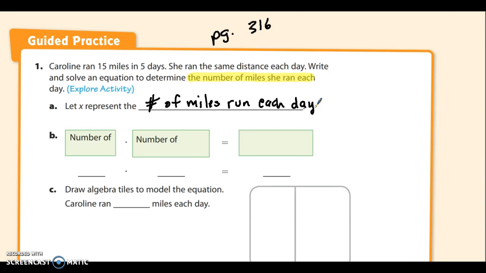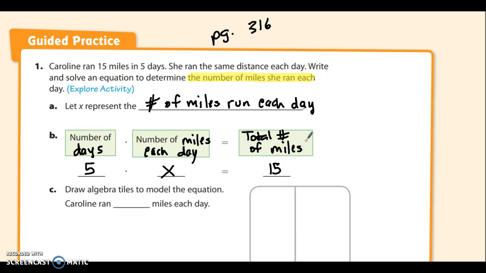So let's go down to B. The number of days is 5. We know that because it says in the directions that she ran for 5 days. And the number of miles each day, we don't know. So we're going to make that be x. And that's going to be a total of 15 miles. So we're going to write total number of miles.